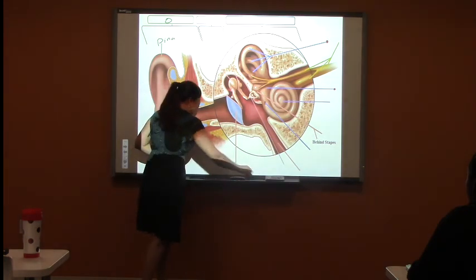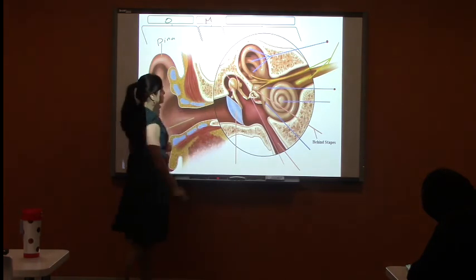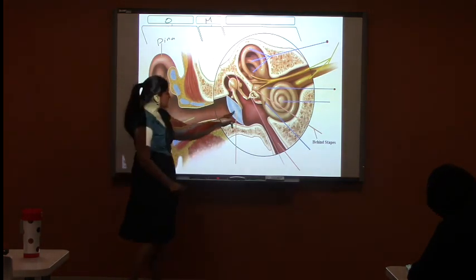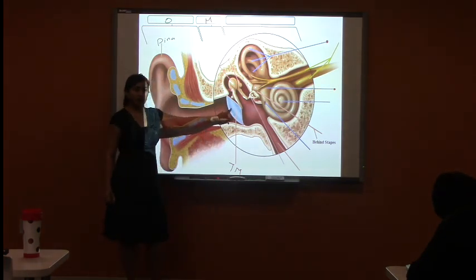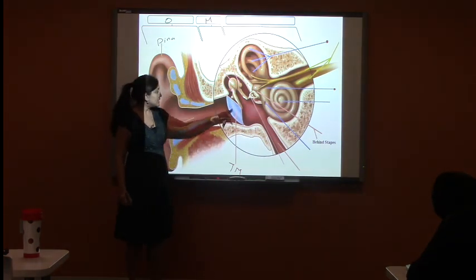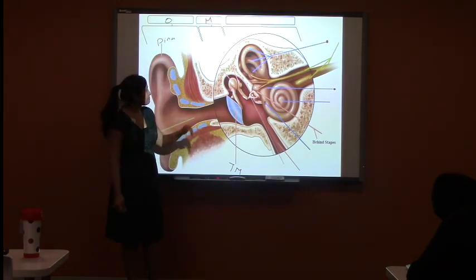Now we're in the middle ear. All the structures of the middle ear are pink. So right here is the tympanic membrane. This is the eardrum. As you can see, it looks very fragile. It looks like a kite, and its function is to vibrate.